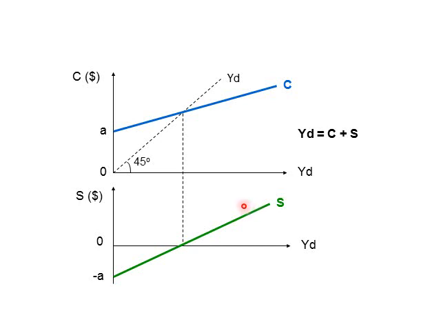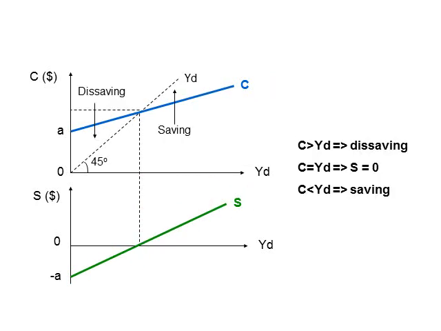All right, so let's review. Our autonomous consumption is financed from our savings. So this is A, this is minus A. When consumption hits the 45-degree line, saving is zero. So this is our savings function. Now, how are these two related? Let's take a look.